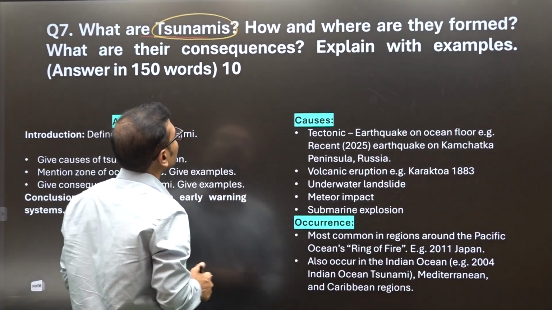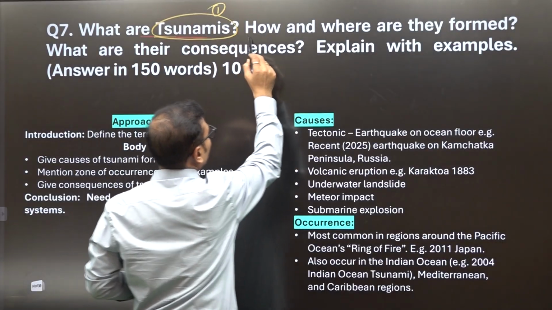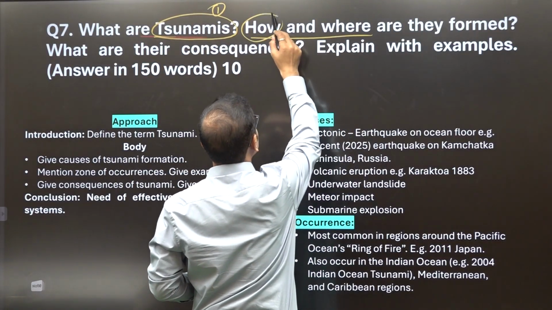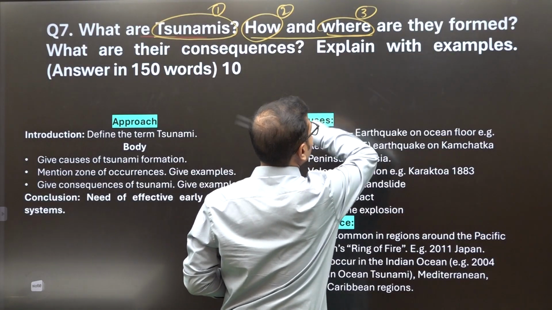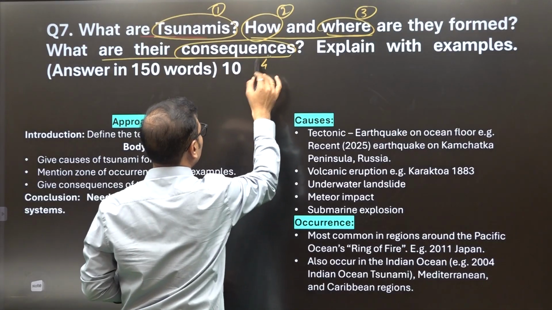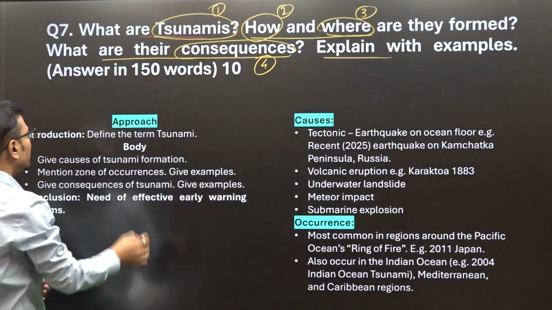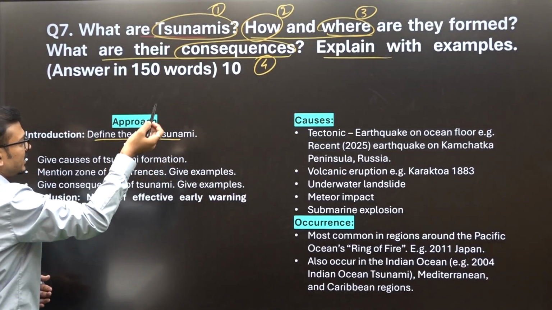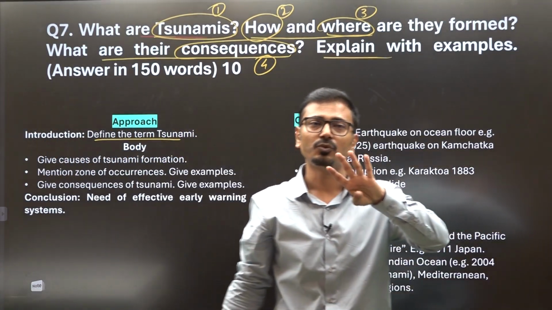So tsunami. What are tsunamis? That is the first part. Second, how and where they are formed, the occurrence. Third, what are their consequences? So this is the fourth part of the question. Explain with examples, so supporting examples should be mentioned. So define the term in the introduction, as it is a 10 marker. You need not give a separate introduction, as it has 4 parts.